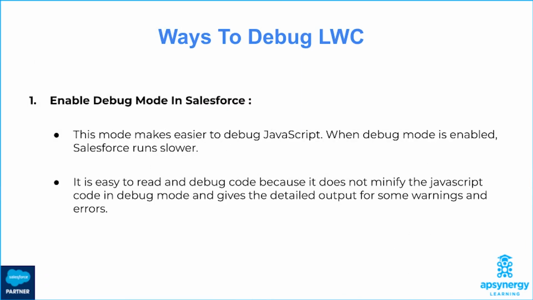The next thing we're going to discuss is Enable Debug Mode in Salesforce. This mode makes it easier to debug JavaScript code. The code doesn't minify, making it easier to read and debug. By using this mode, you can be more aware of warnings and errors as it provides detailed output. Enable this mode only if you're actively debugging JavaScript, as Salesforce is slower for users who use this mode.